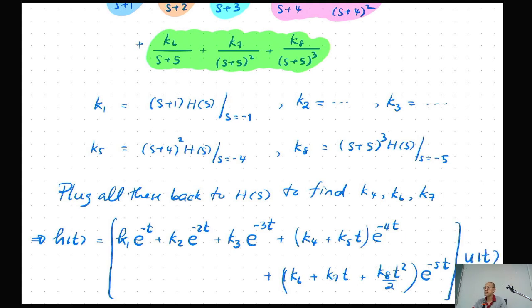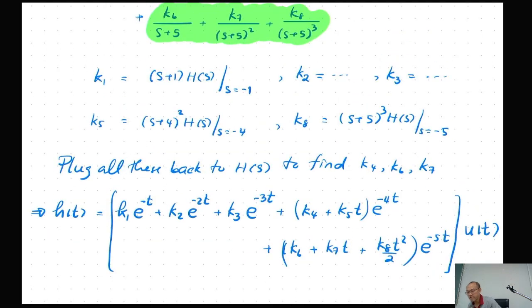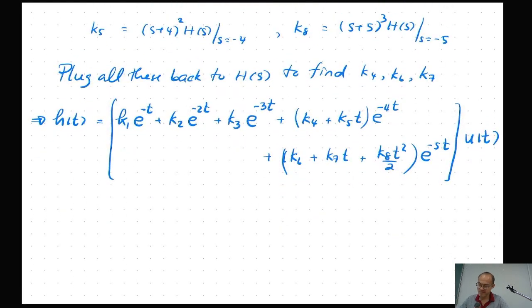So this is the inverse Laplace transform of that function. So your job is to find K4, K6, and K7 to plug into this. K4, K6, and K7. Right? I'm not going to do it. Okay, you can do it. Not so hard, but you know. Okay. Any question? No.